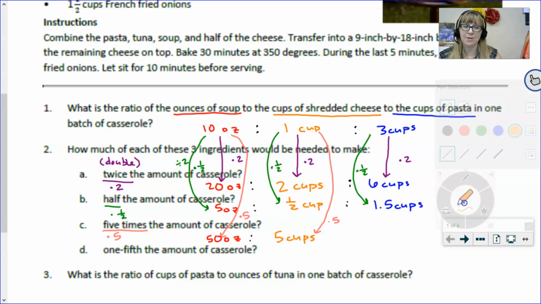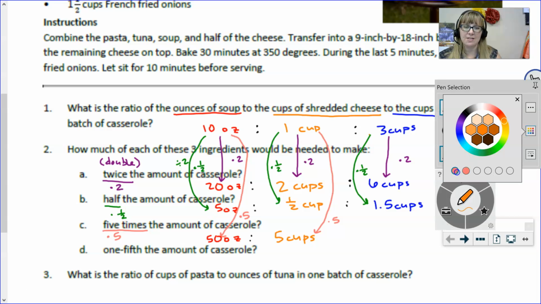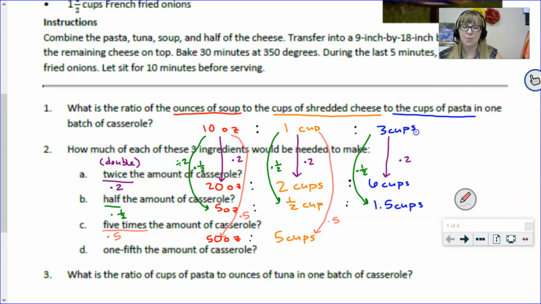And since I multiplied the others by 5, of course it makes sense that I'm also going to need to multiply the pasta by 5. I used to need 3 cups, now I'm making such a large batch that I am now going to need 15 cups of cooked pasta. So the ratio is now 50 ounces of soup to 5 cups of cheese to 15 cups of cooked pasta.